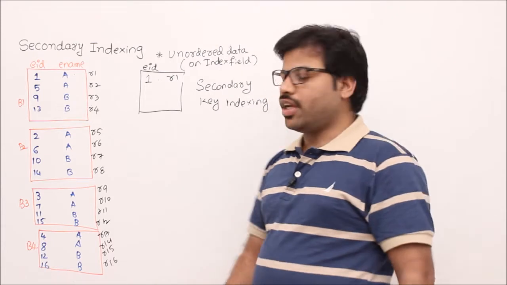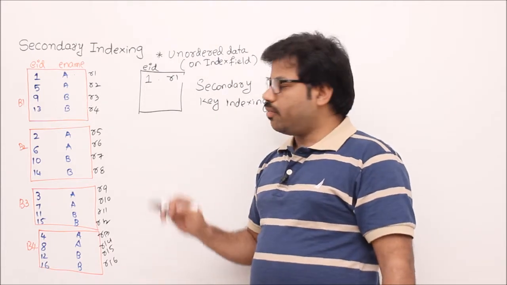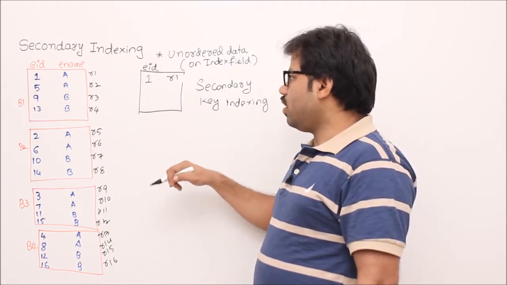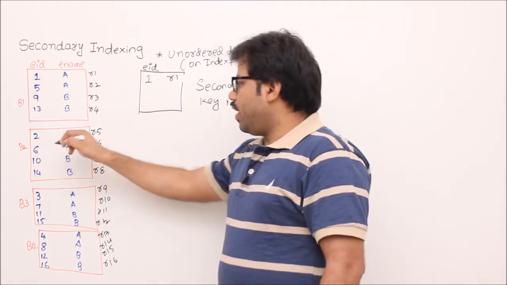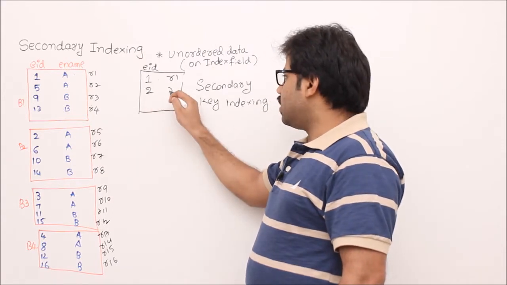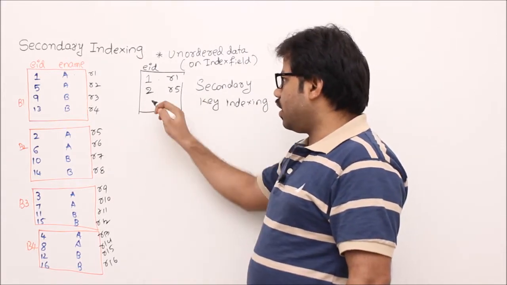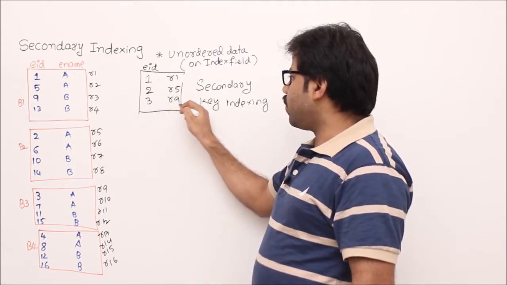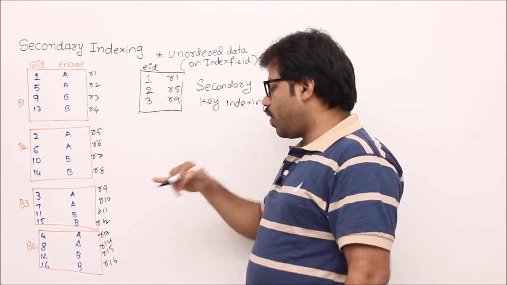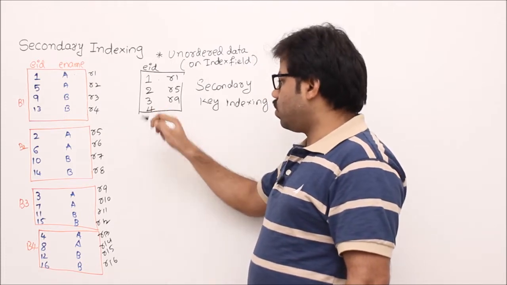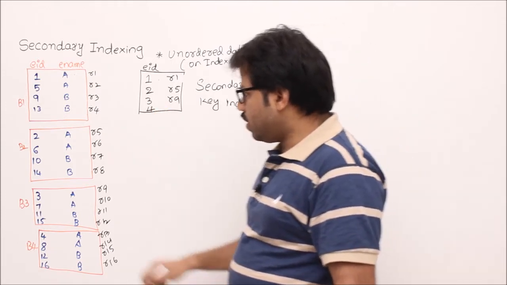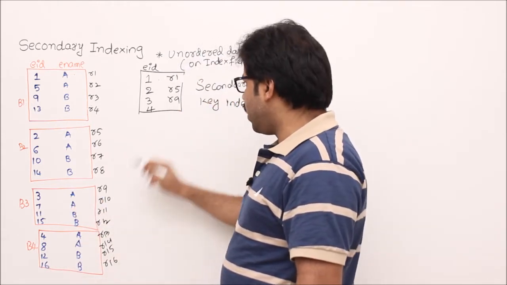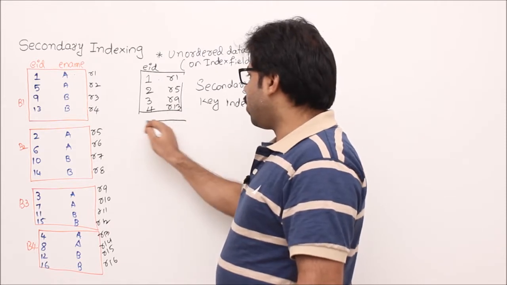Otherwise you can use block pointers. If you use a block pointer for a particular record, again we have to search. We'll see, anything is fine, right? 1, R1, then 2, where is 2? Its address is R5, the record pointer. Next one, 3, where is 3? 3 is in block number 3 and its record pointer is R9 in that way. So R9 is nothing but block pointer plus offset. Fourth one, where is 4? Let's say 4 is in B4, and its record number is 13, right? In that way we write record pointers.